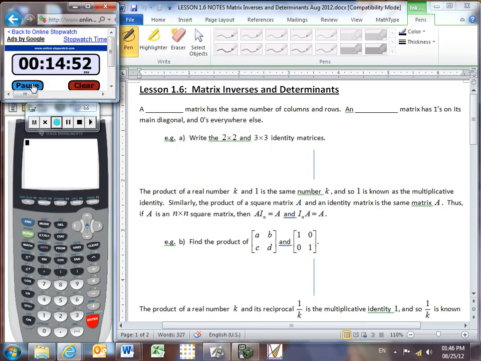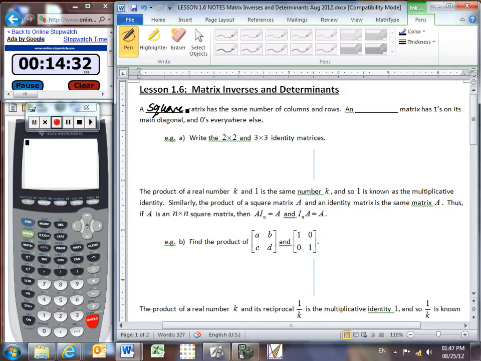Let's have a look at the concept of the inverse of a matrix, and later we'll have a look at the determinant of a matrix. So let's start by filling in some blanks here. A square matrix has the same number of columns and rows.